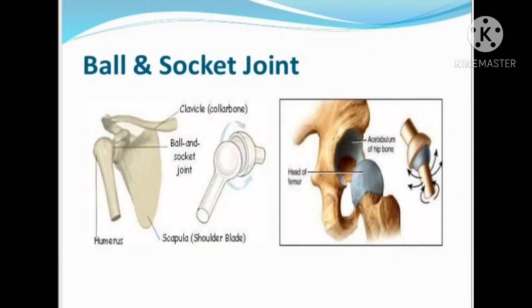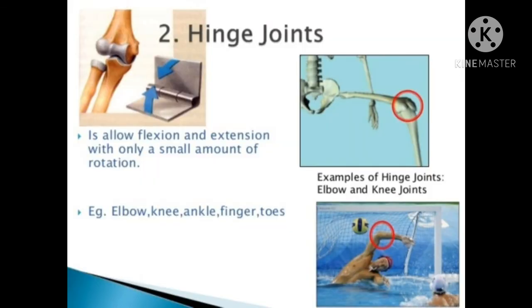Children, again look at the picture of ball and socket joint. In the first, the upper arm humerus bone has a rounded ball-like structure at one end. It is fitted into the socket or cavity-like part of the shoulder bone. And in the second picture, you can see the ball-like head of the femur bone. It is fitted into the socket-like part of the hip bone. So, these are examples of ball and socket joint.